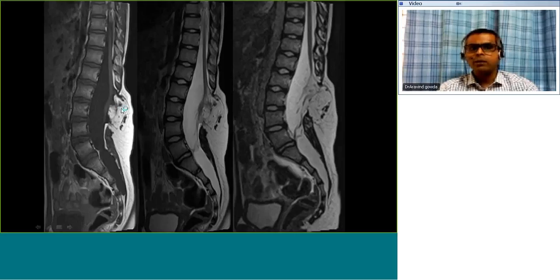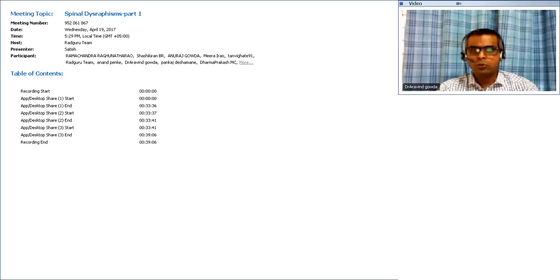This is actually lipomyelomeningocele. You need not have a meningeal protrusion containing the CSF space to call it a myelomeningocele in this closed spinal dysraphism. So lipomyelomeningocele is told.